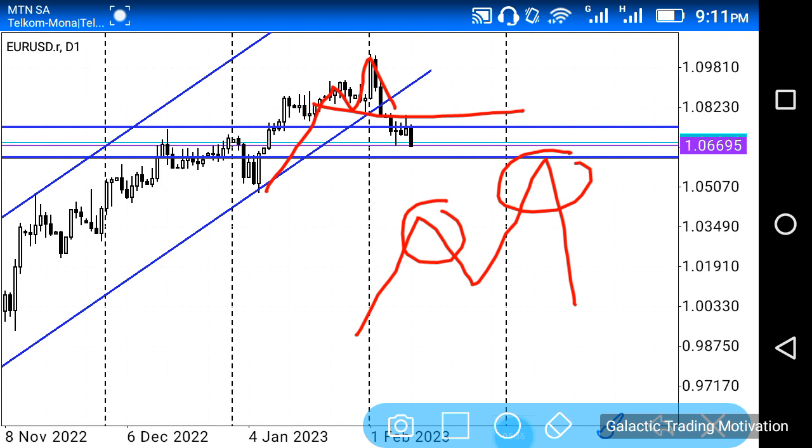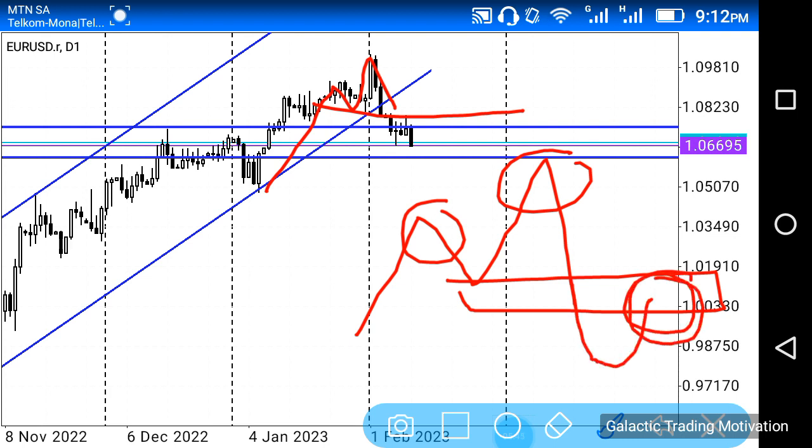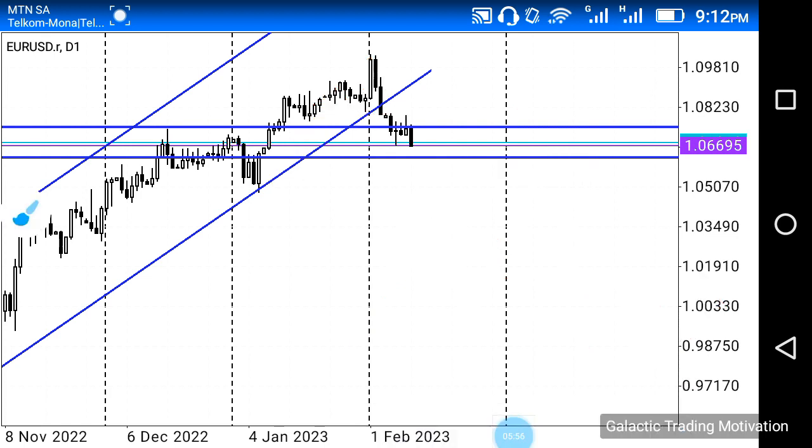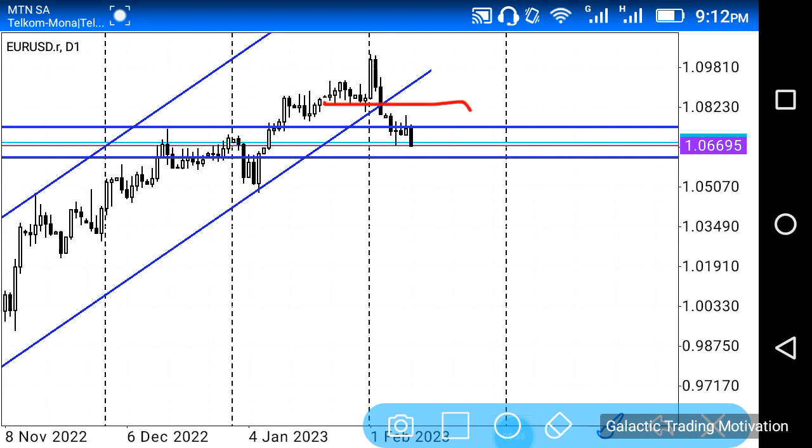And you guys know by now that whenever we have M formations, just like with W formations, we want to see price break into the bottom side of that neckline, hitting back up, and at this particular point is where we would look for potential selling opportunities, right? So should price from where it is head back to the neckline, which is, let's say, over here more or less, right?